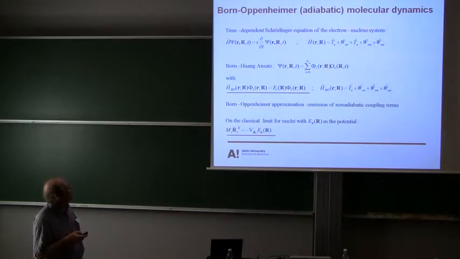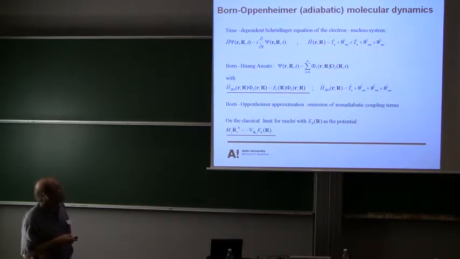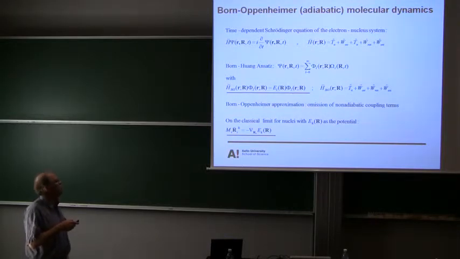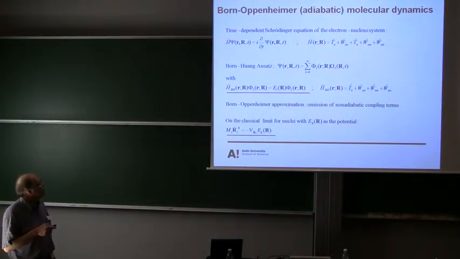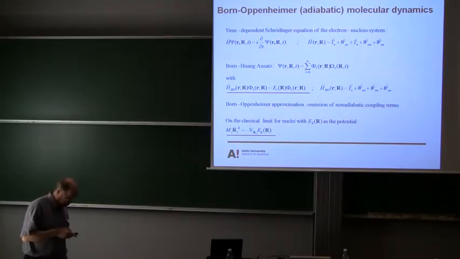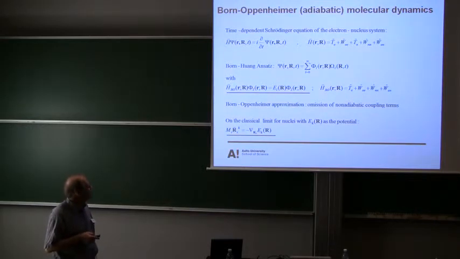Okay. And that's where we now are. We started from the total solution of the quantum mechanical problem, made this Born-Huang ansatz, this kind of expansion in terms of the adiabatic solutions, and there we have to solve this adiabatic Born-Oppenheimer Schrödinger equation, and then we can apply this classical Newton mechanics for the nuclei.